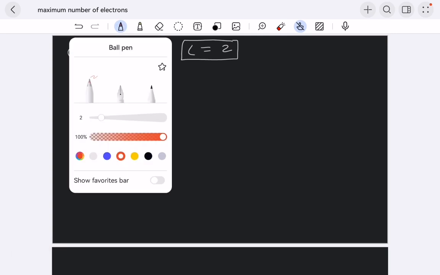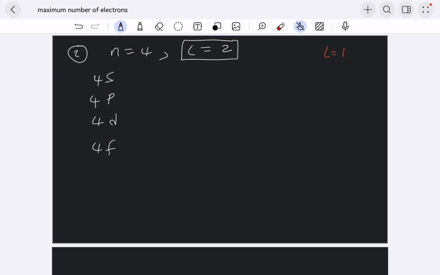So what is the condition? When L is equal to 0, this is S. When L is equal to 1, this is P. When L is equal to 2, this is D. When L is equal to 3, that is F. So they are focusing on the D.